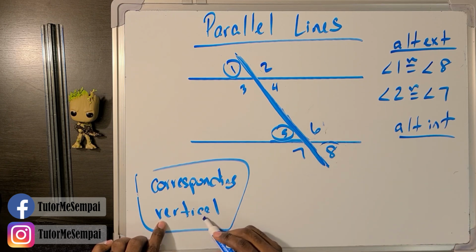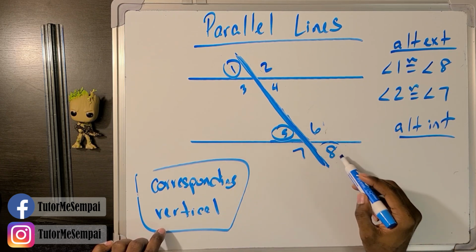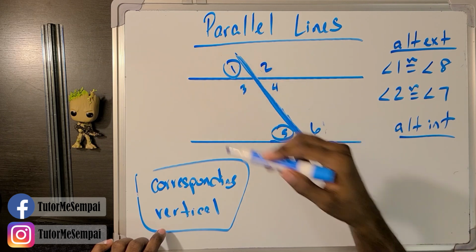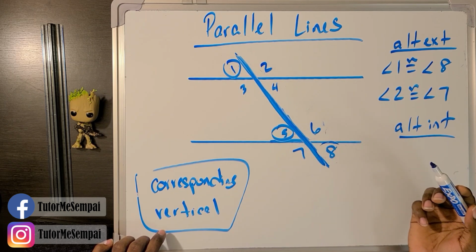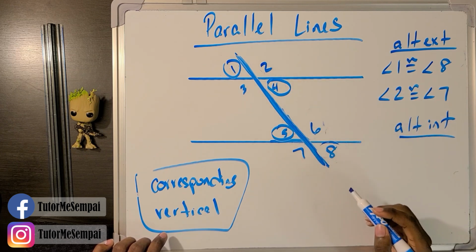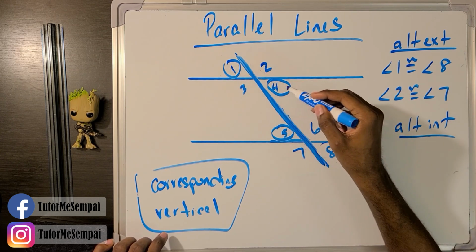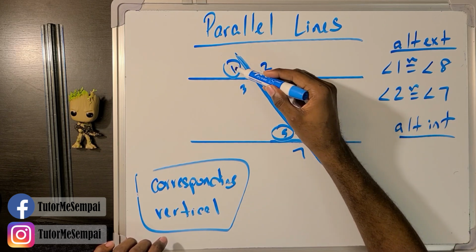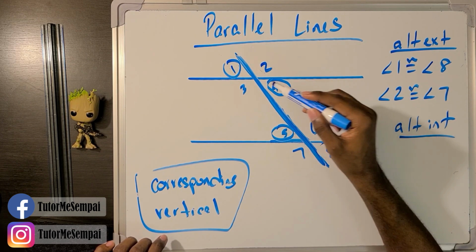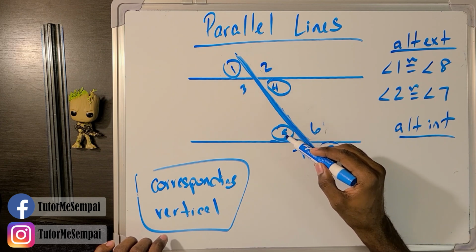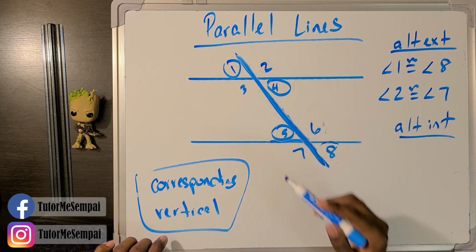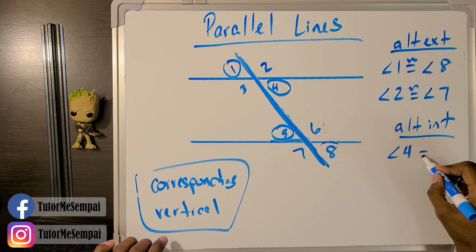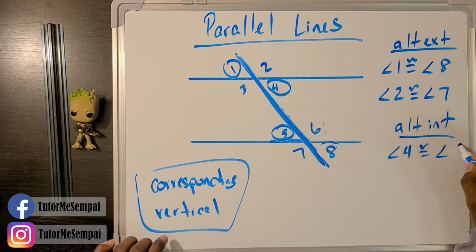Now we're going to look at vertical angles, but instead of going from 5, we're going to start back at 1 here. 1 is vertical to which angle? Angle 4, right? So we know that 1 and 4 are vertical angles, thus congruent. So if 1 is congruent to 4 and 1 is also congruent to 5, what do we know about 4 and 5? Angle 4 is congruent to angle 5.